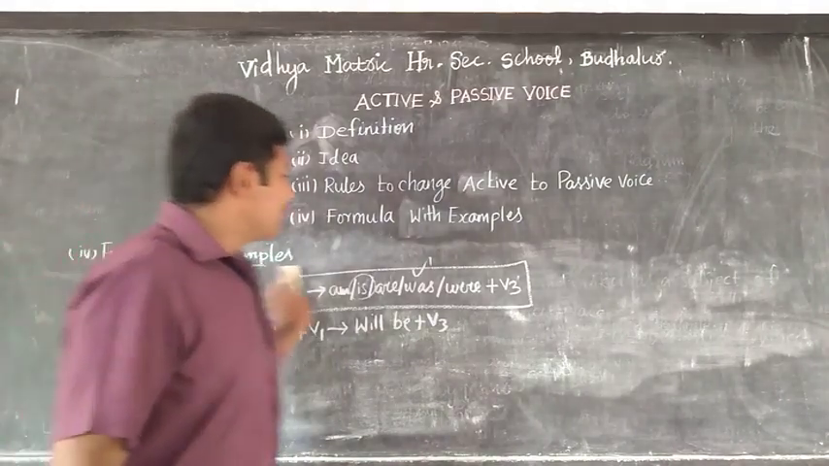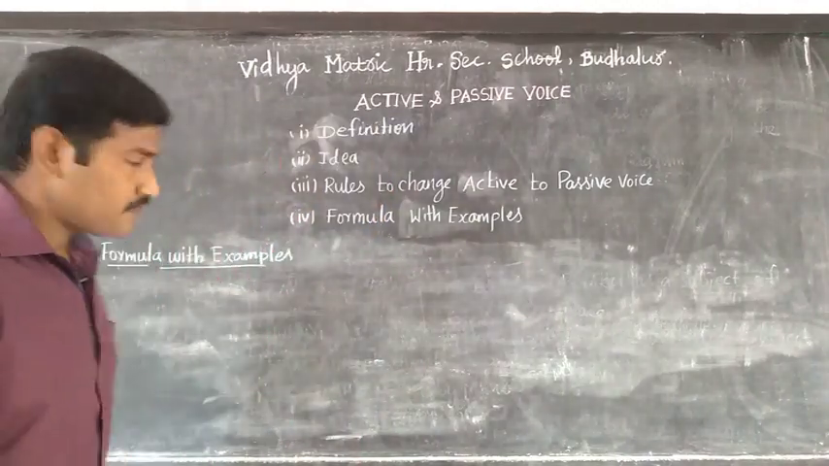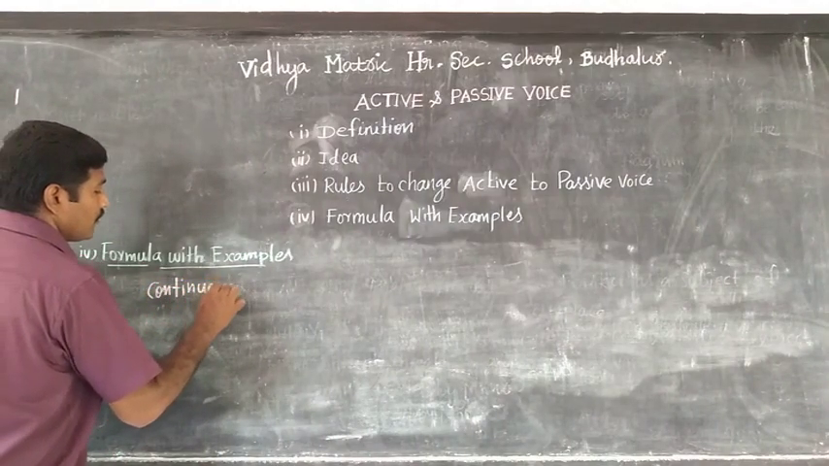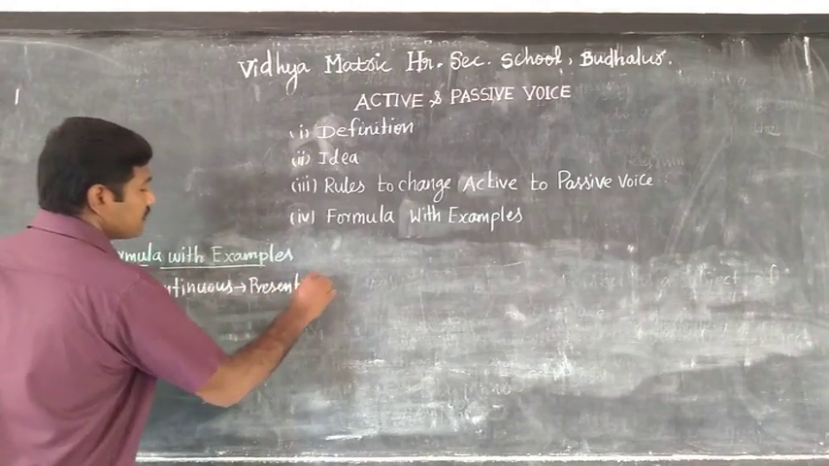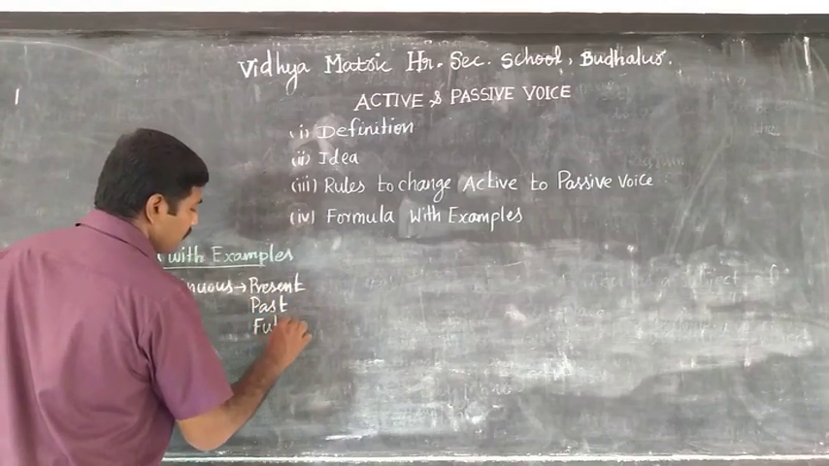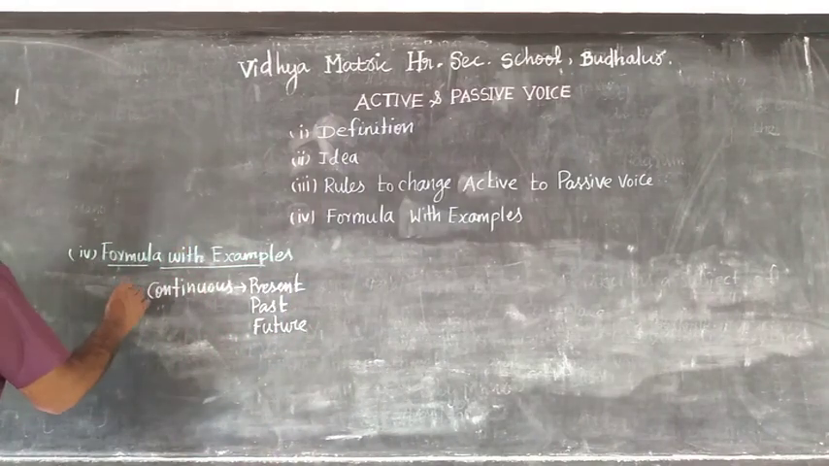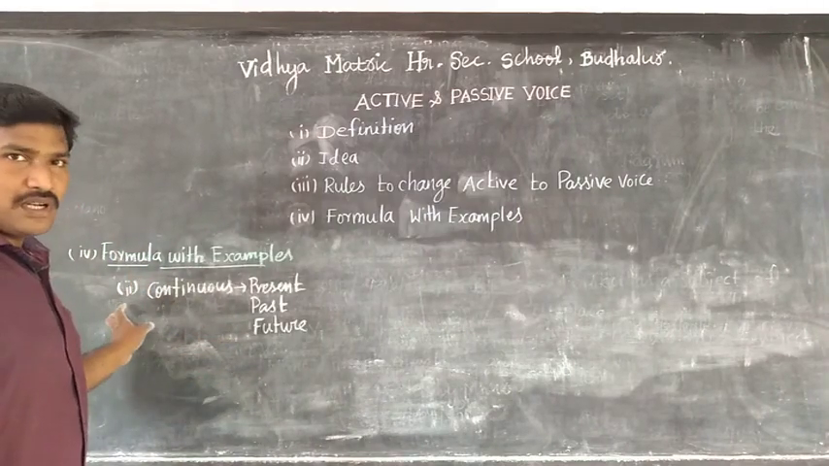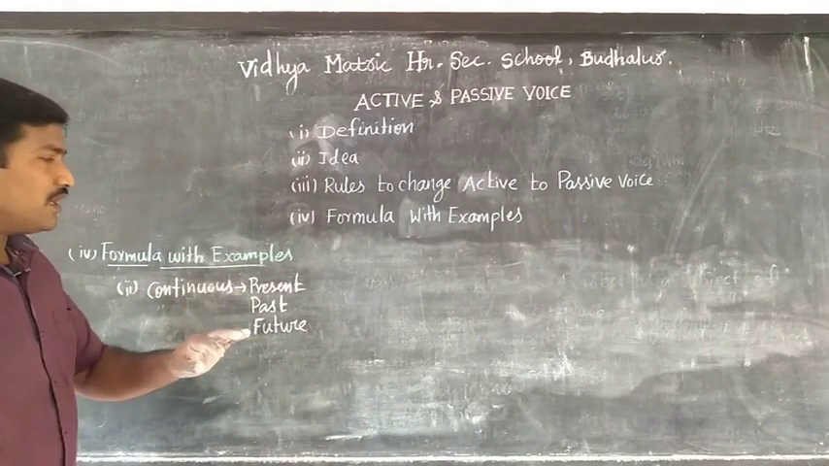Then move to continuous tense: present continuous, past continuous, and also future continuous. Okay, that is formula number 2. Simple present, simple past, and simple future: formula number 1. Present continuous, past continuous, future continuous: formula number 2.